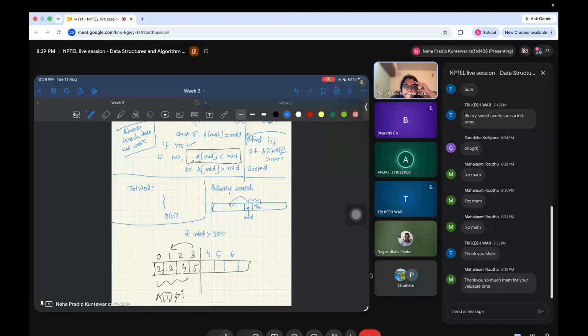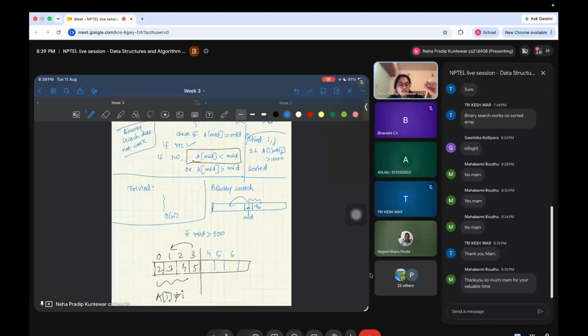The time complexity for this is order of log n. Let me clear things in the stack, so let me just address that previous question. For the question that she is asking, you have an unsorted array, right? So there I'm saying you cannot do better than n.